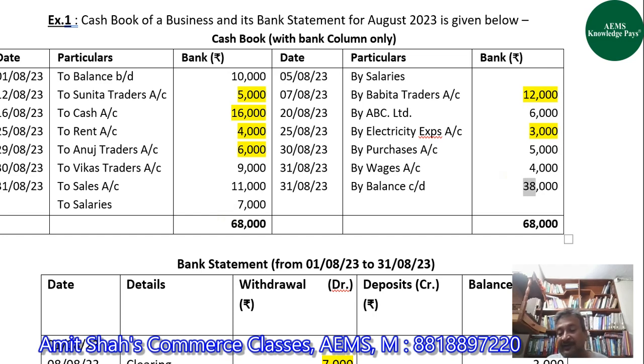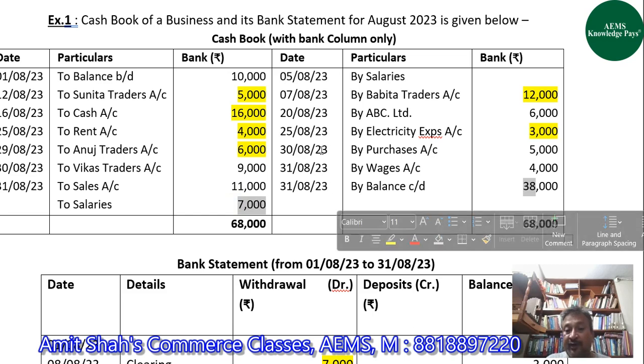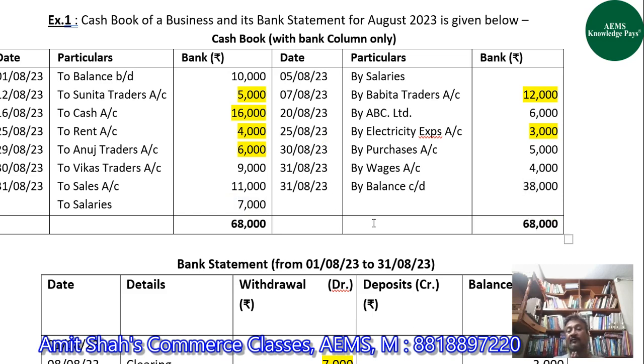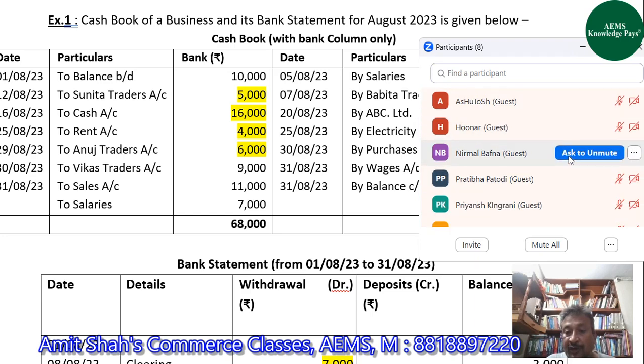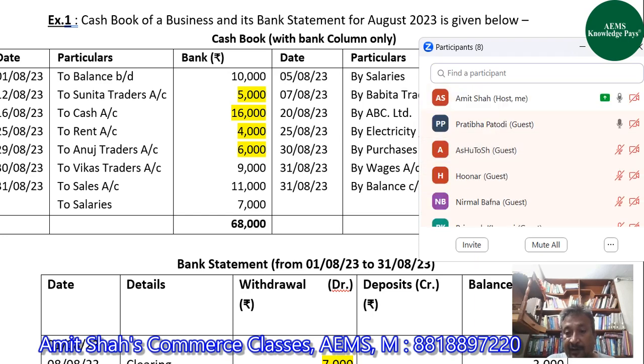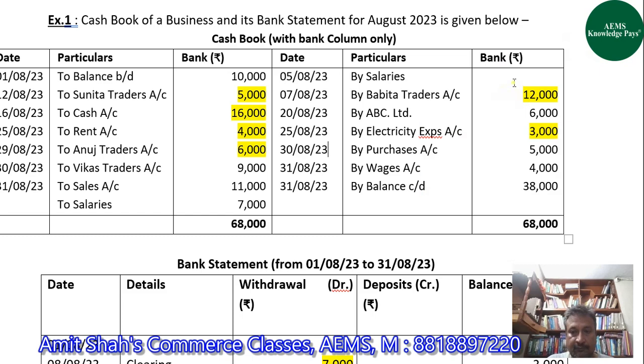It means our balance unnecessarily increased by how much? The actual balance is 24,000, but now the balance has become 38, which means the balance has increased by 14,000, double of this check amount. Have you all understood, guys, or not? I'm asking all.